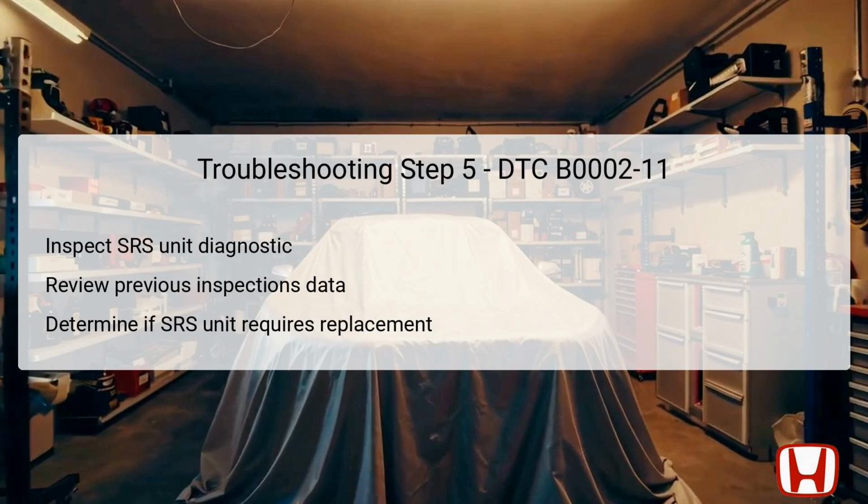Before replacement, thoroughly review the outcomes of all prior inspections and confirm that no other components are contributing to the DTC. If the SRS unit continues to show anomalies after all checks, replacing it might be necessary to ensure full functionality of the airbag system. A faulty SRS unit not only impacts airbag operation, but can compromise the overall safety features in the vehicle.